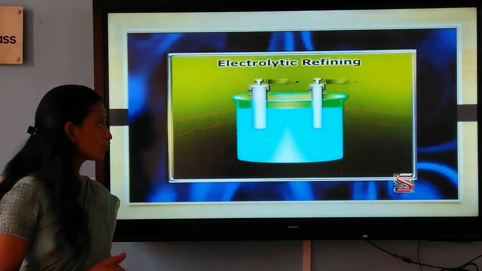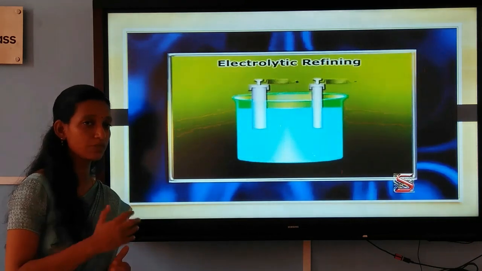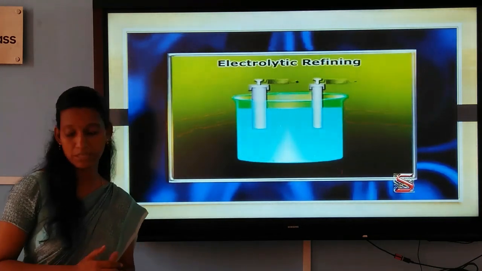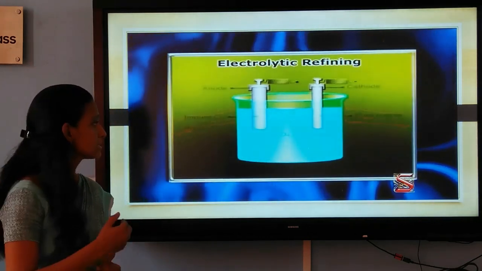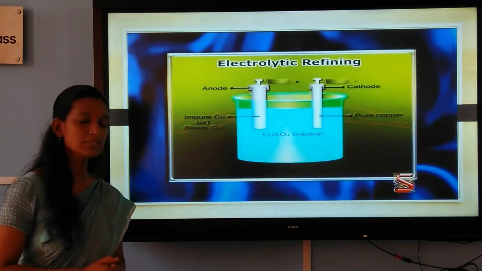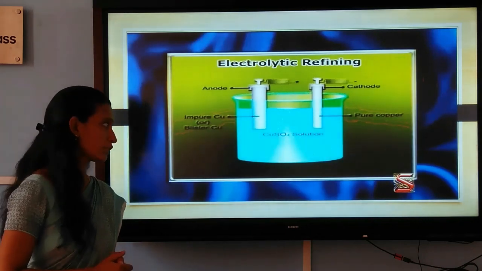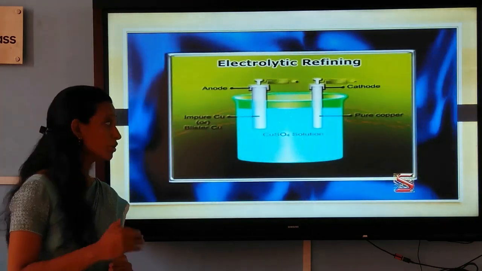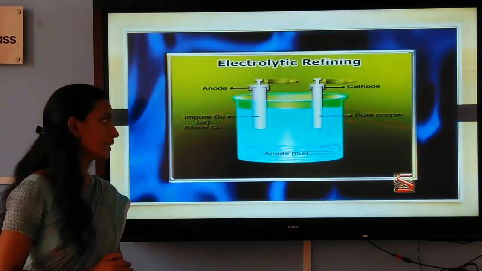And the electrolyte, that is, suppose if copper is taken, we can take the electrolyte as copper sulfate. Now, when electricity is passed, what happens is copper from the anode moves into the solution as Cu2+ ion, along with the release of 2 electrons. At the same time, copper from the solution gets deposited onto the cathode as metallic copper.